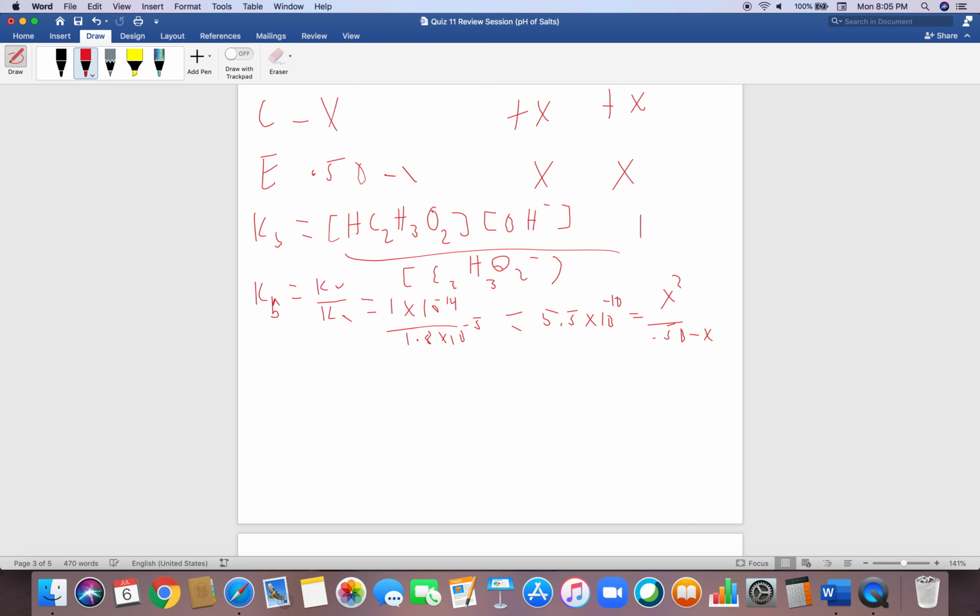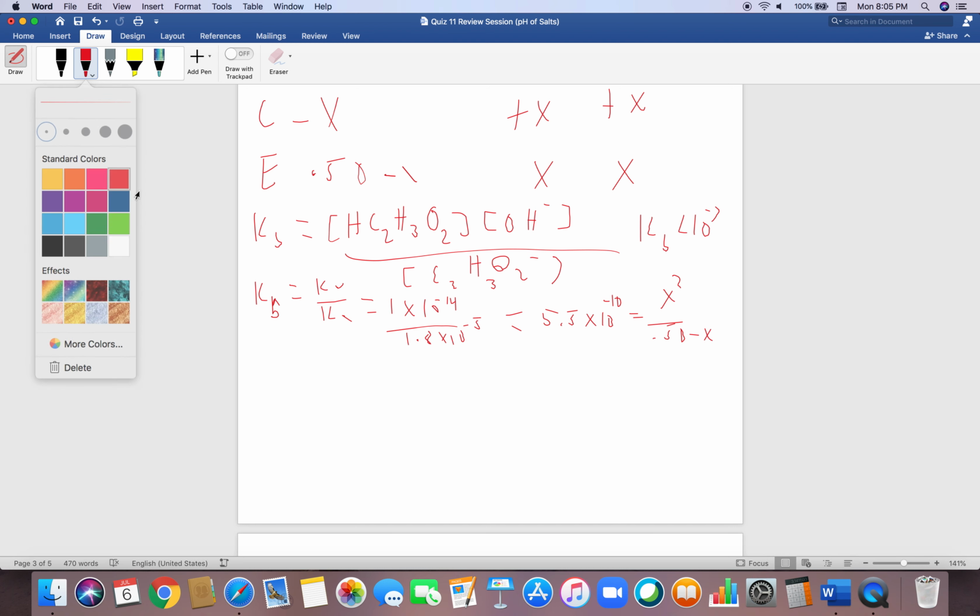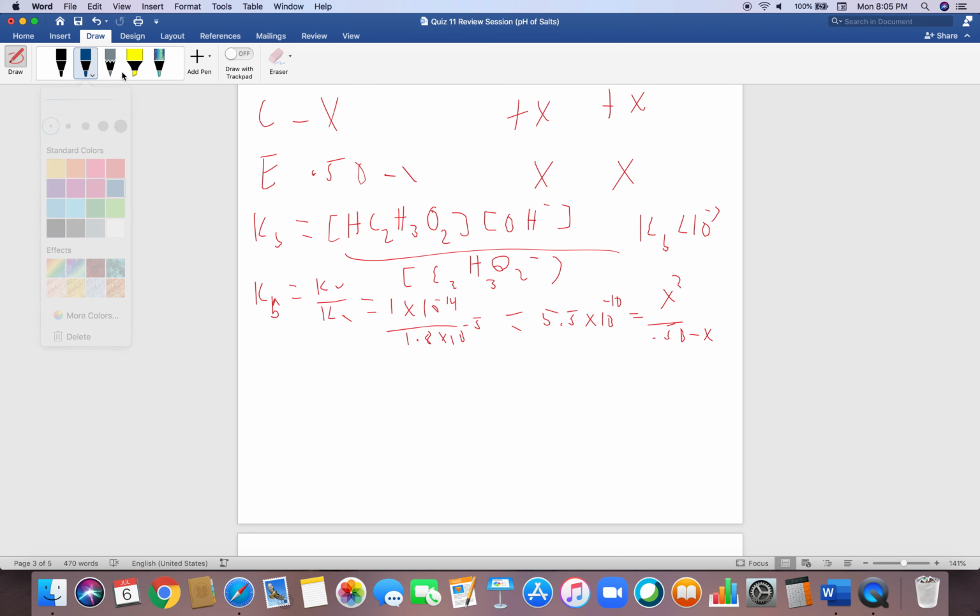But since the Kb is less than 10 to the negative third, we can drop the x. So we're going to solve for x here. Just cross multiply and take the square root. So we get x to equal 1.67 times 10 to the negative 5th molar. But be careful here. This is not our hydrogen ion concentration because it's our weak base dissociation. It's our hydroxide ion concentration.